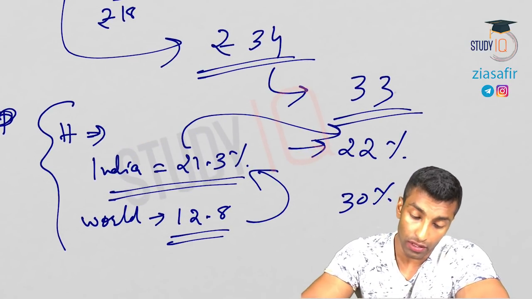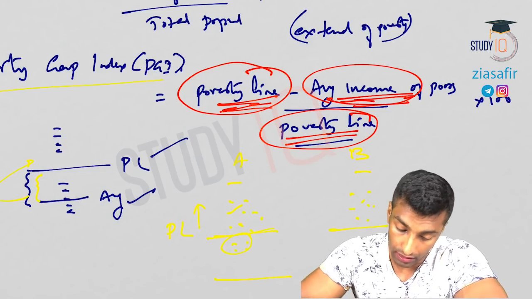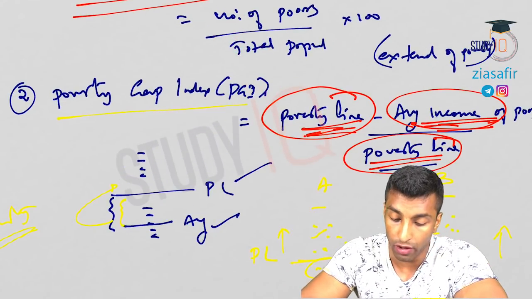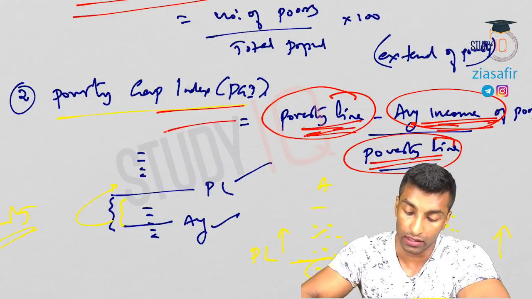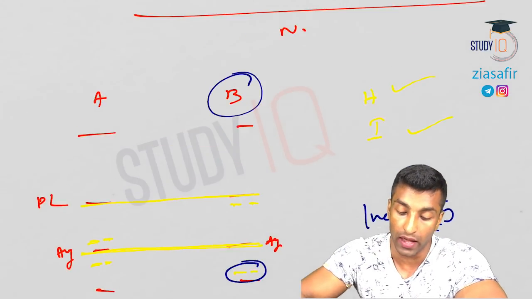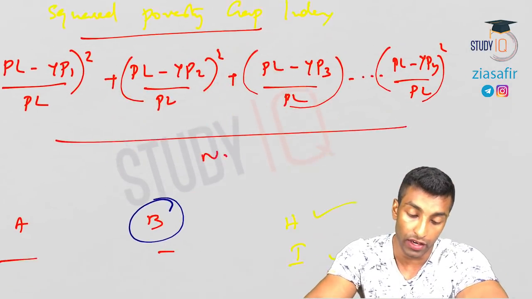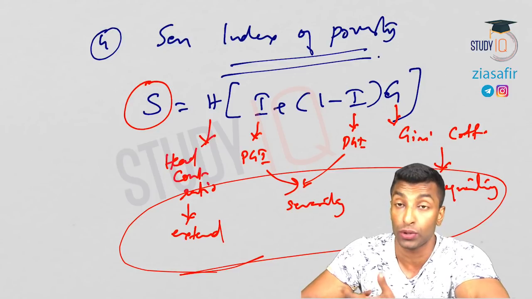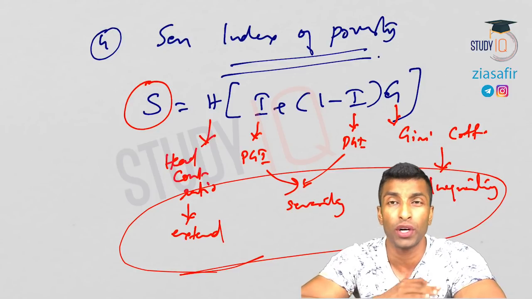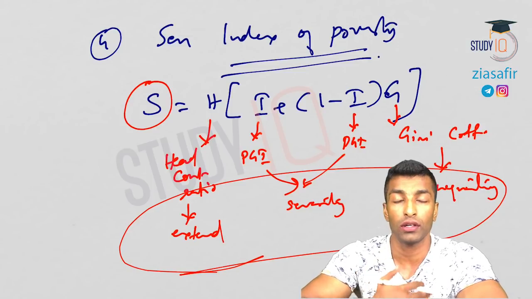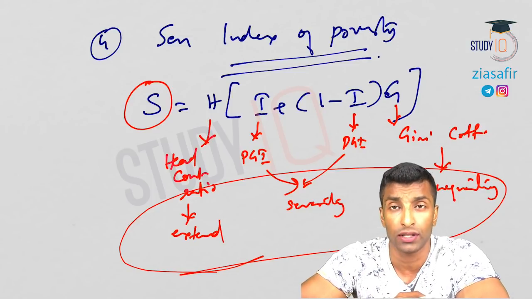So then we talked about the poverty ratio, H. Poverty gap index we have discussed. H shows the extent of poverty. I shows the severity or intensity of poverty. Then we talked about the squared poverty gap index. You understood that also. It shows inequality. Then the Sen index of poverty. You need to know the difference between these four, and what each is giving. I hope this discussion is clear for you.